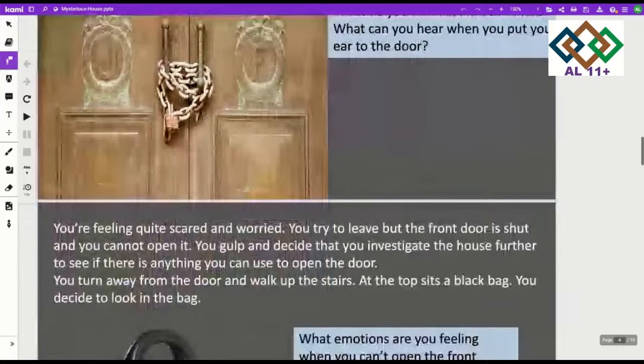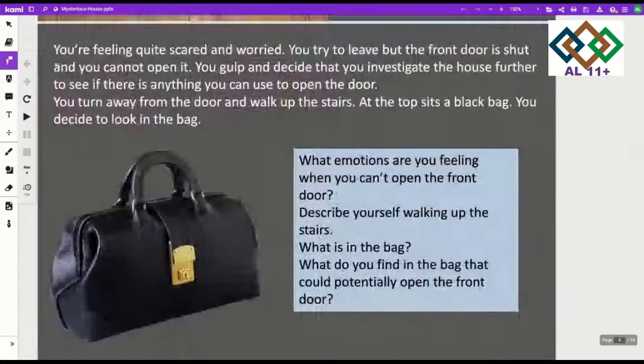Now, another thing is coming your way, guys. Let's see. You're feeling quite scared and worried. You try to leave, but the front door is shut and you cannot open it. You gulp and decide to investigate the house further to see if there is anything you can use to open the door. You turn away from the door and walk up the stairs. At the top sits a black bag. You decide to look in the bag.